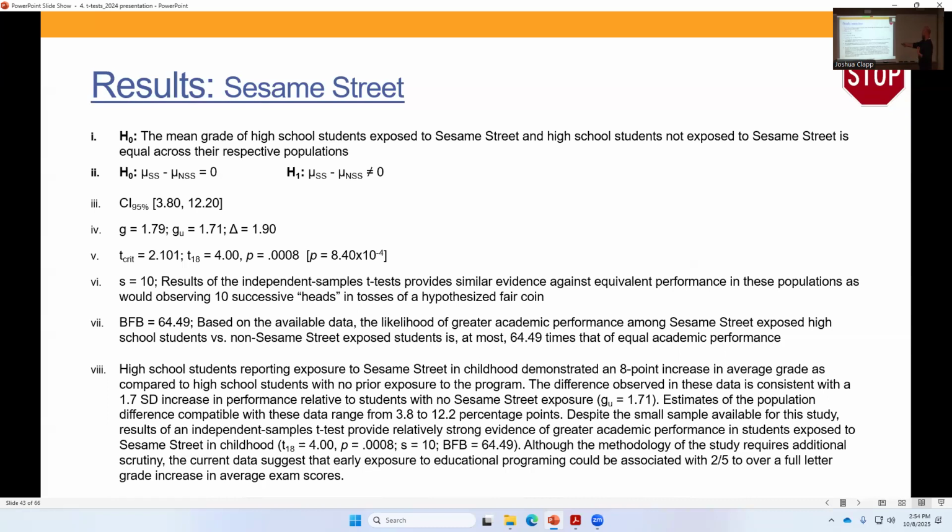Okay. In statistical notation, here's my null model, my alternative model, my confidence interval, my effect size. Here, I've gone through and calculated all three. Don't calculate all three for me. Calculate one and just tell me why you calculated one. Okay, you've got to choose.